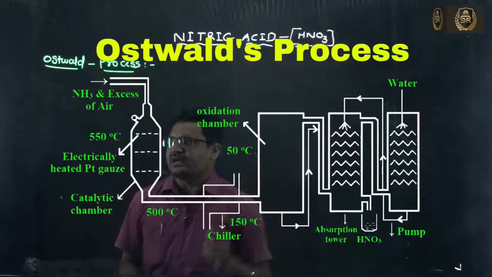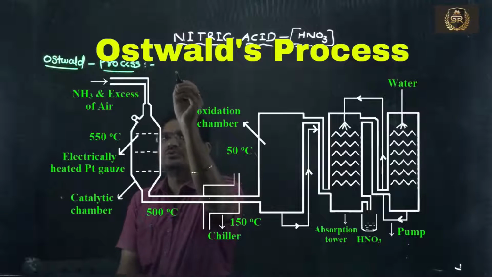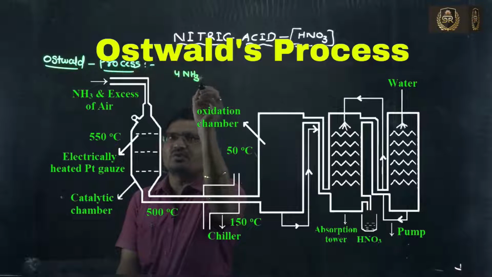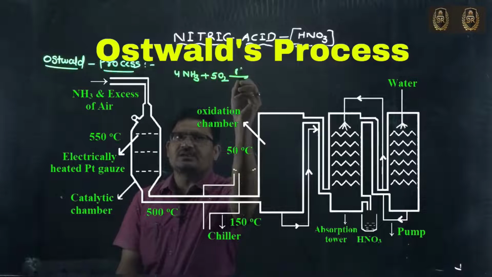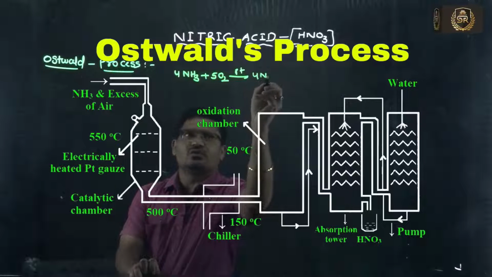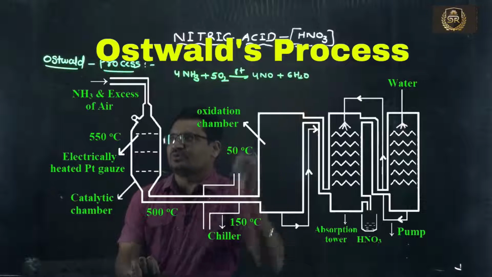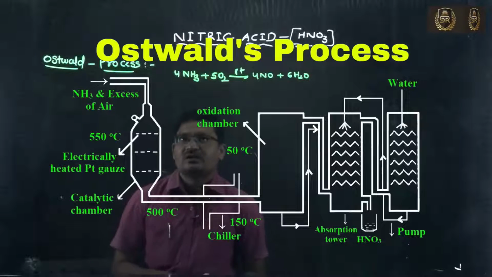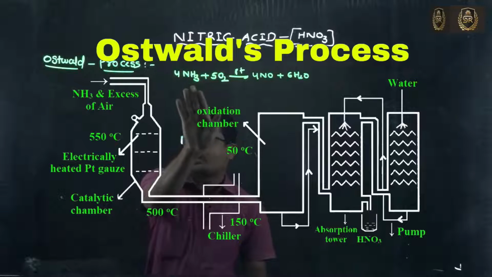So in this diagram, first, what happens here? 4:5 ratio. 4 moles of ammonia react with 5 moles of oxygen in the presence of platinum gauze to get 4NO plus 6H2O formed.